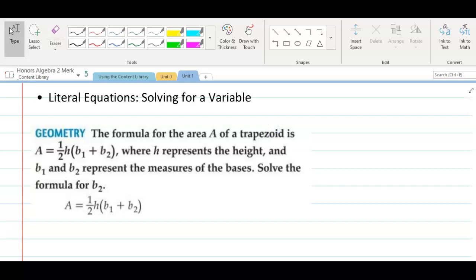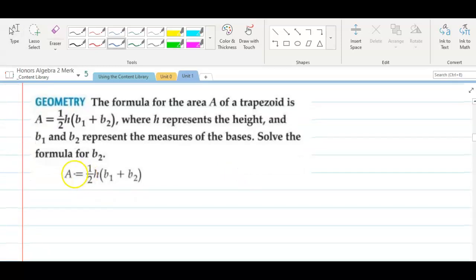Next, we're going to talk about literal equations. Literal equations just mean solving for a variable. Notice in this expression, we don't just have one variable. We actually have 4 different variables. But you solve these problems the same way that we solved the other equations. We're still trying to isolate one specific variable. In this case, it's B2.